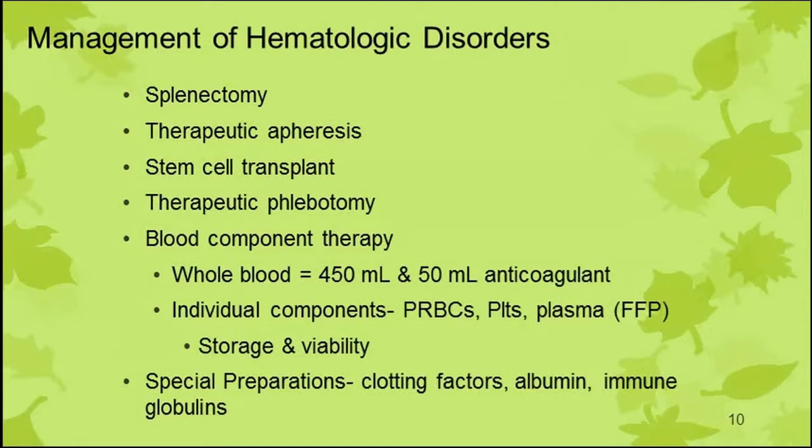So splenectomy, therapeutic apheresis, stem cell transplant is another approach to managing these hematologic disorders. It is a cure in some cases. Stem cell transplant can be autologous, meaning we can use the patient's own stem cells, or it can be allogenic, meaning that we have matched the patient with donor stem cells, and this donor stem cell transplant tends to be much more effective than autologous.